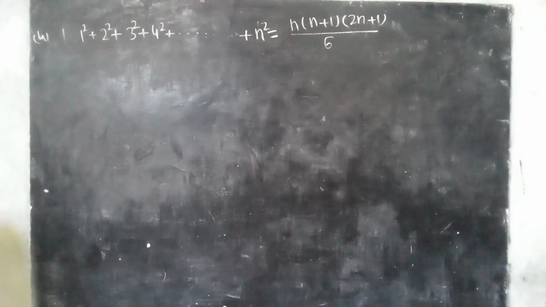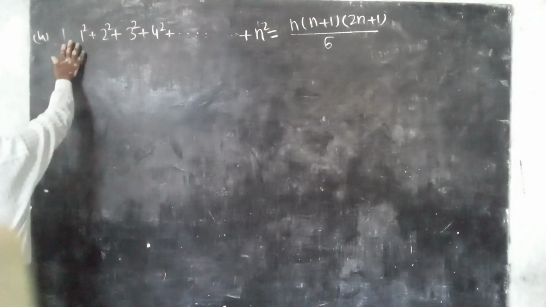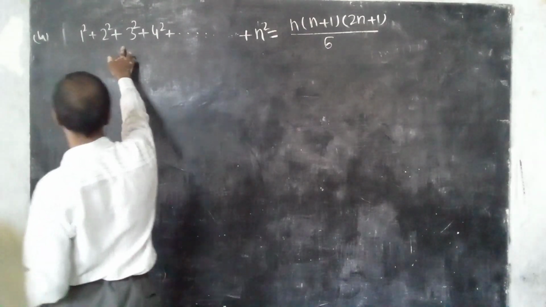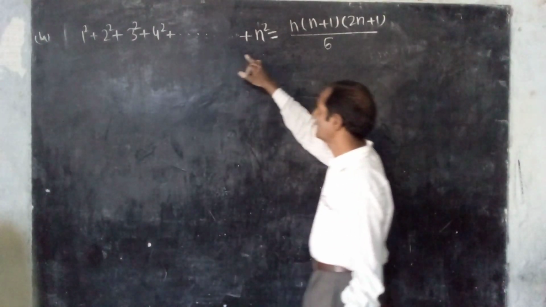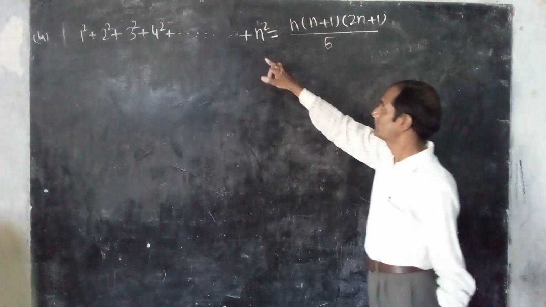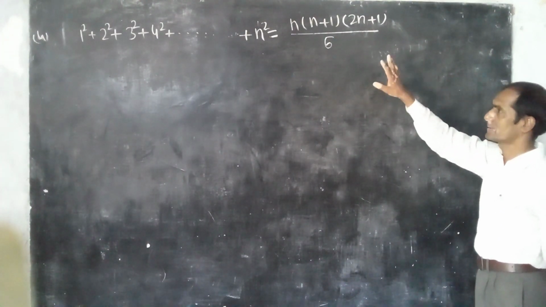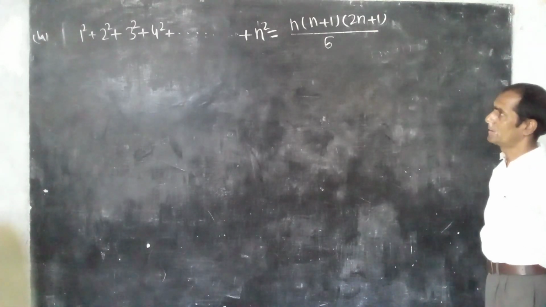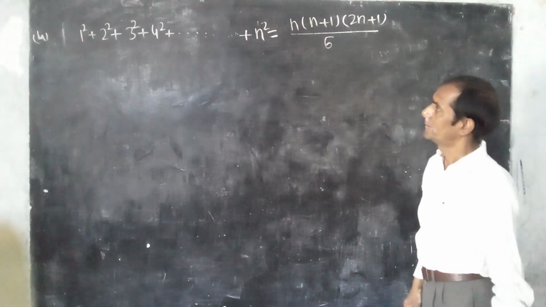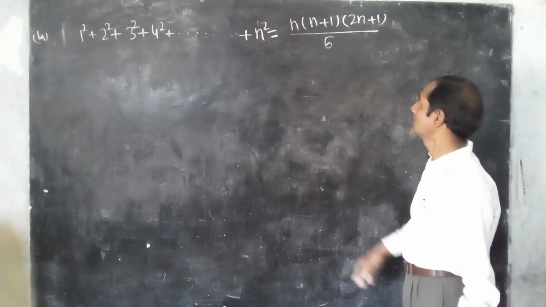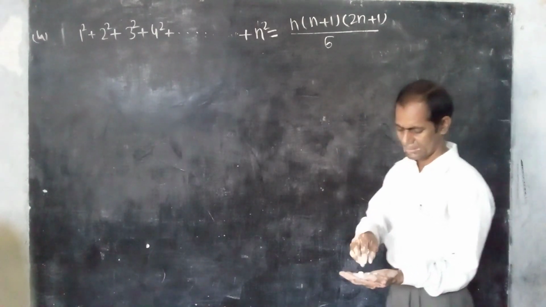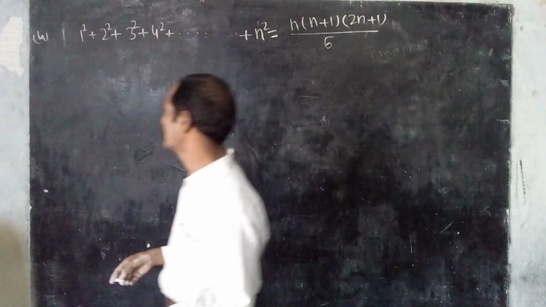By using the principle of mathematical induction, prove that 1 square plus 2 square plus 3 square plus 4 square up to plus n square is equal to n(n plus 1)(2n plus 1) by 6, the sum of squares of the first n natural numbers. We have to prove this by using the principle of mathematical induction.